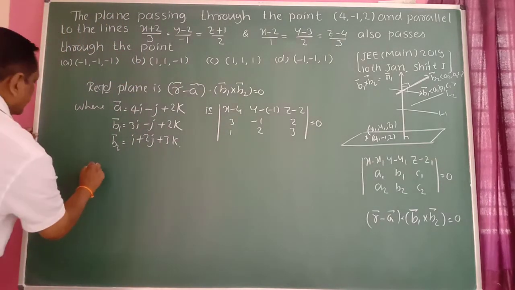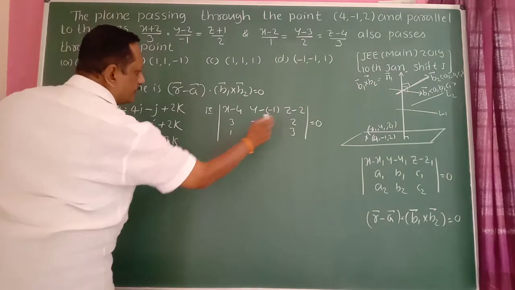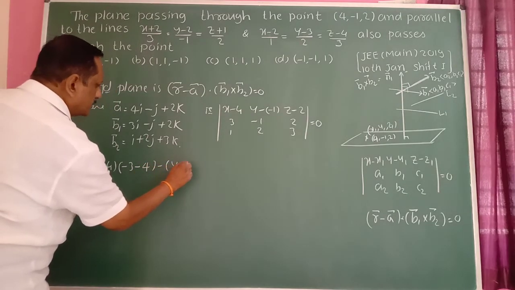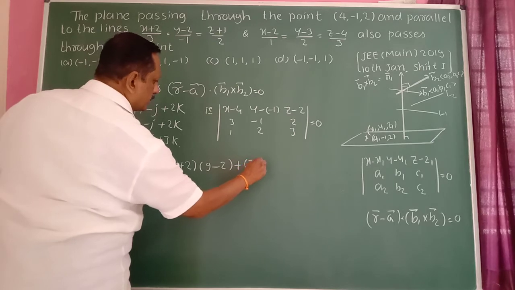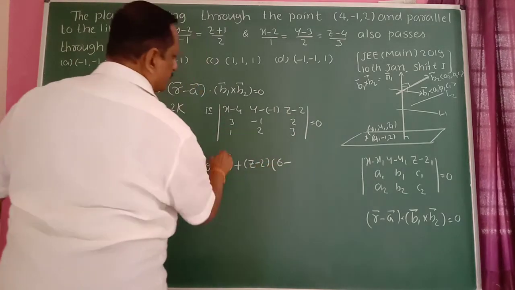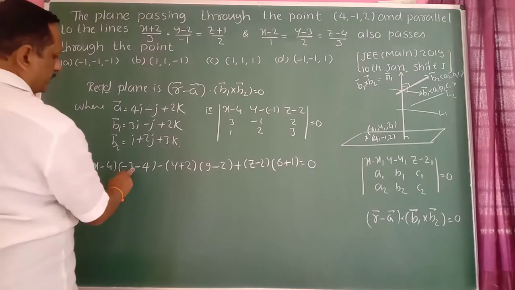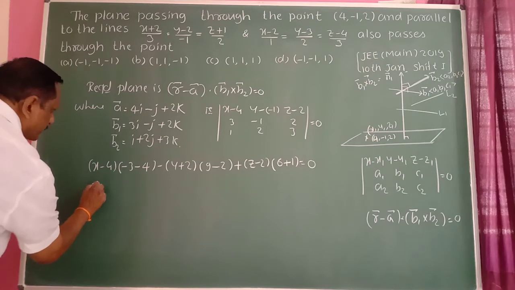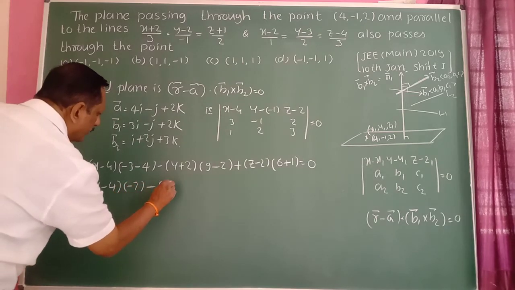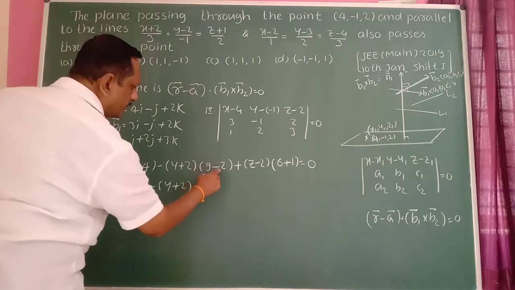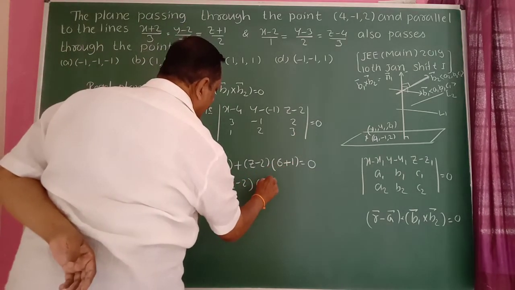Now simplify. (x minus 4) times (-3 minus 4), which is -7; minus (y plus 1) times (9 minus 2), which is 7; plus (z minus 2) times (6 plus 1), which is 7; that is equal to 0.